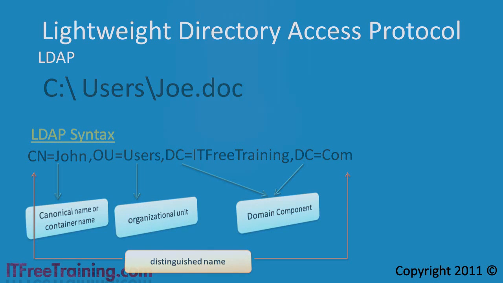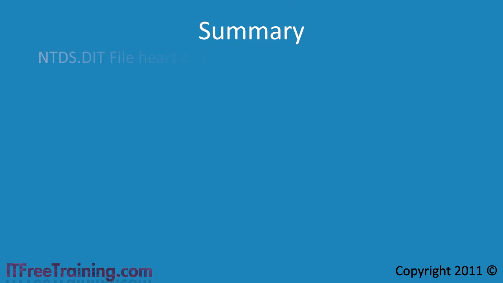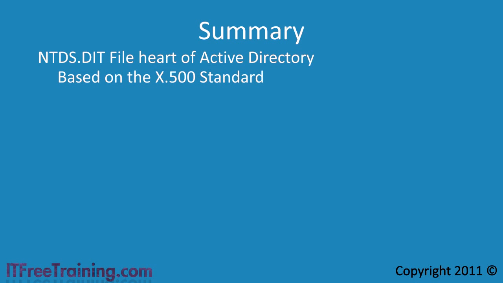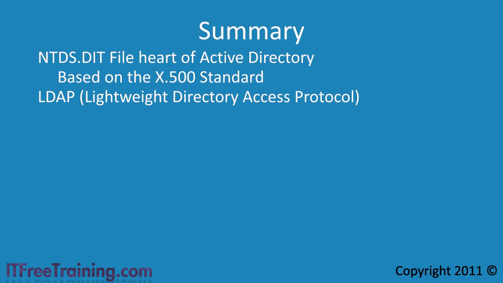To go over what we have covered, the heart of Active Directory is the ntds.dit file. This file is a database file based on the X500 standard. In order for computers and applications to access the objects in this database, you need a protocol. The protocol that Microsoft uses is LDAP. That's it, the basic technology that makes Active Directory work.